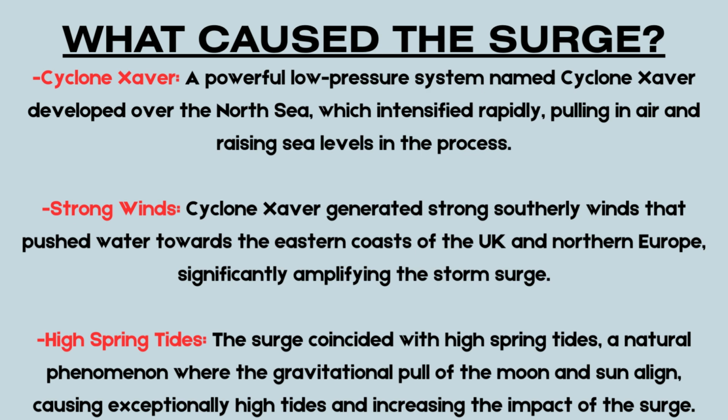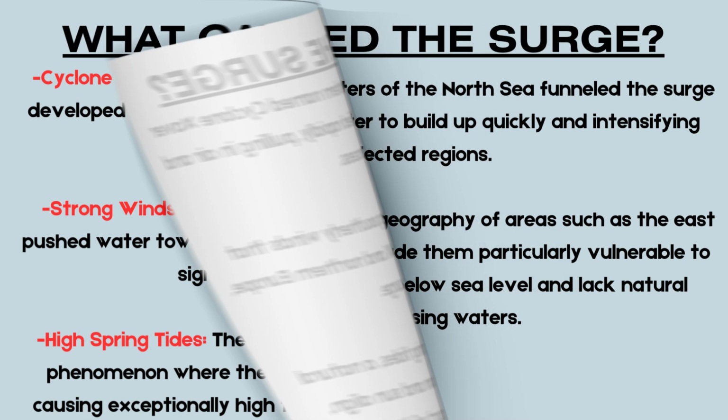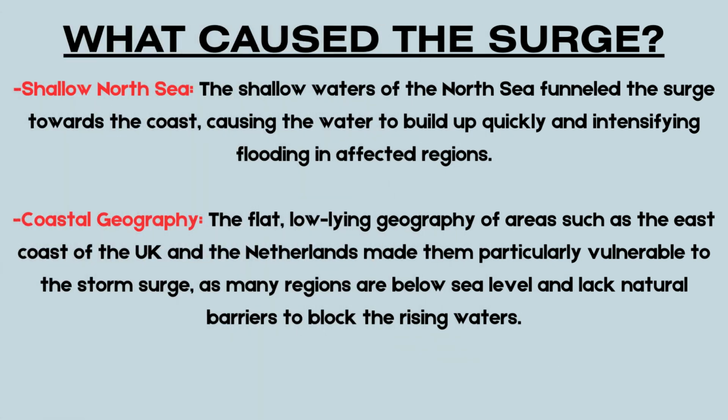It also happened to coincide with high spring tides, which are when the moon and sun's gravitational pull lines up, causing the tides to be even higher than usual and making the surge more intense. The North Sea is quite shallow, which meant that the surge got funneled straight toward the coast. That caused the water to build up rapidly and made the flooding worse in the affected areas.